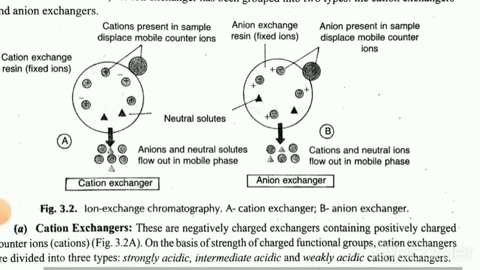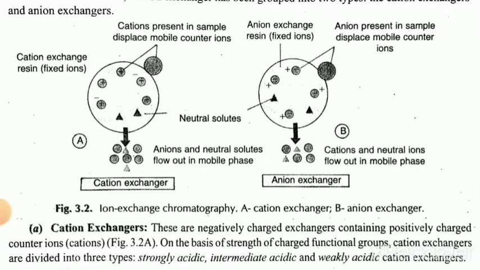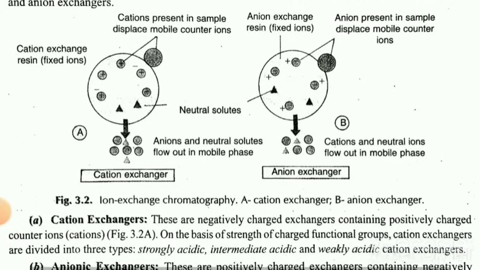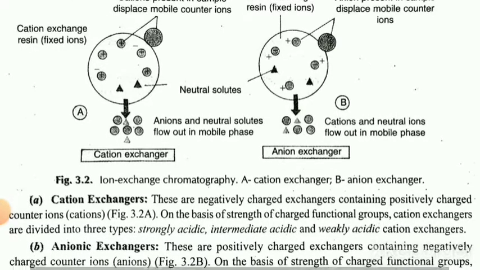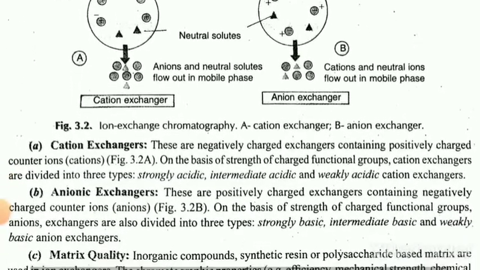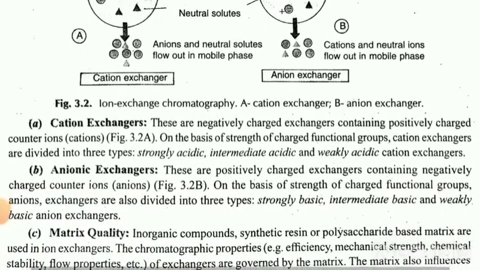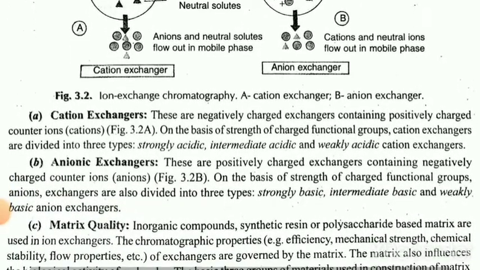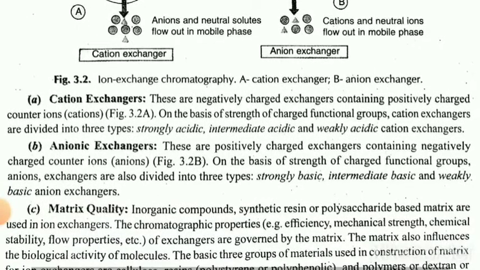A. Cation exchangers. These are negatively charged exchangers containing positively charged counter ions, cations. Figure 3.2a. On the basis of the strength of charged functional groups, cation exchangers are divided into three types: strongly acidic, intermediate acidic, and weakly acidic cation exchangers. B. Anion exchangers. These are positively charged exchangers containing negatively charged counter ions, anions. Figure 3.2b.